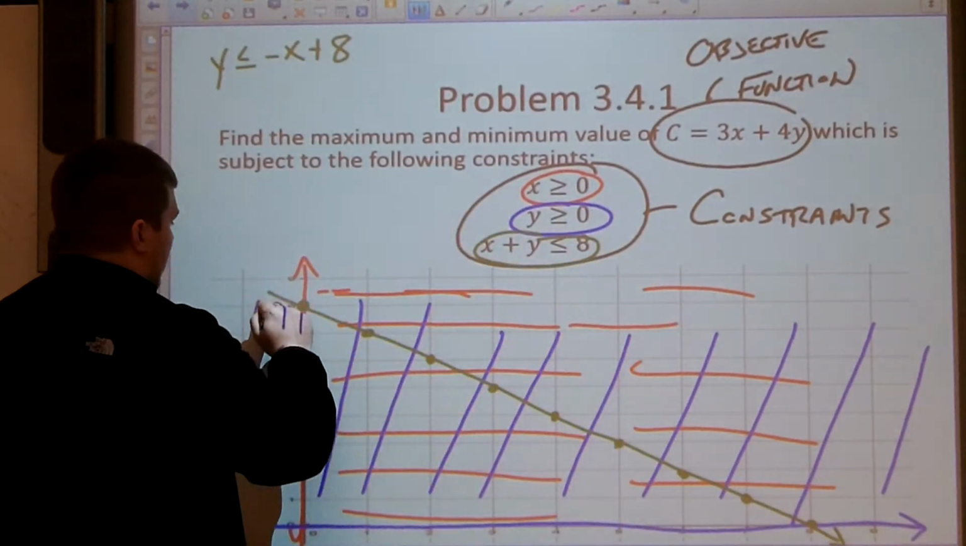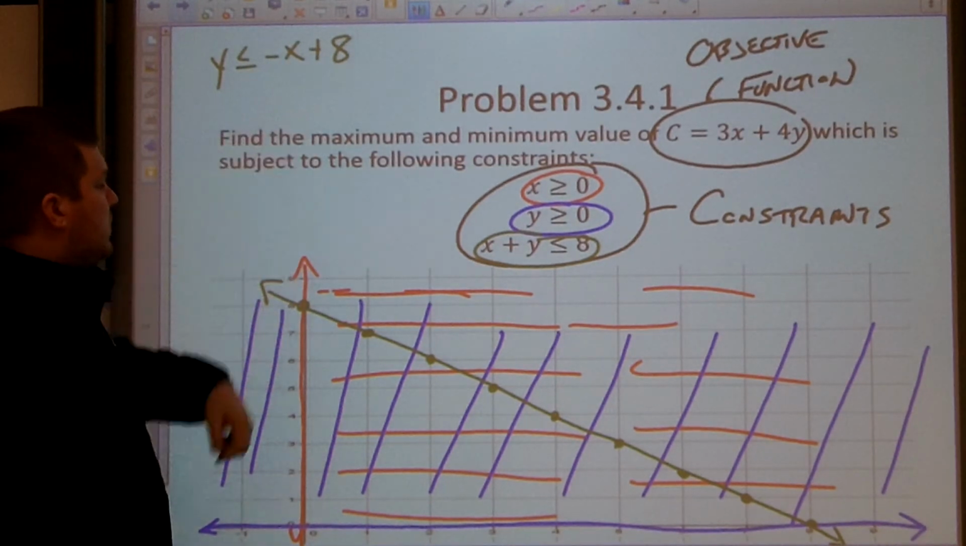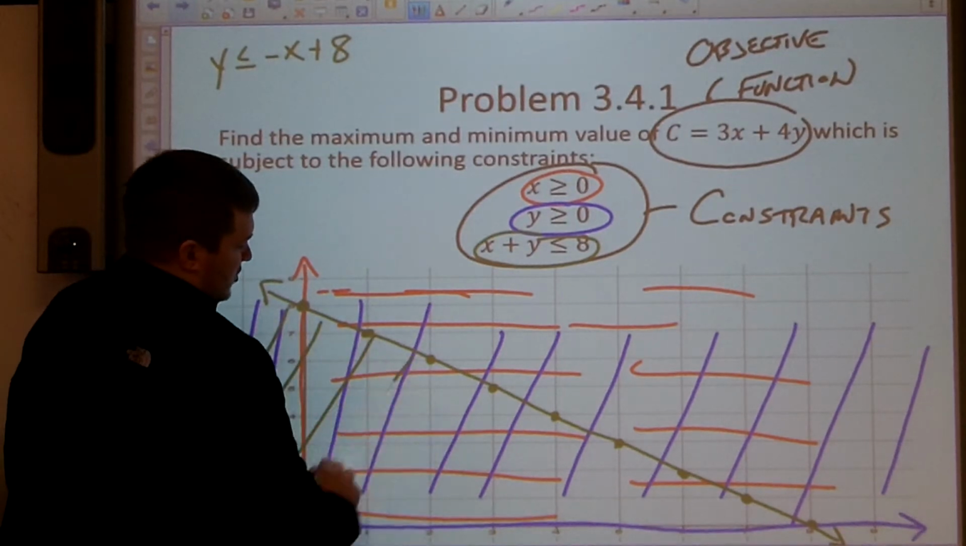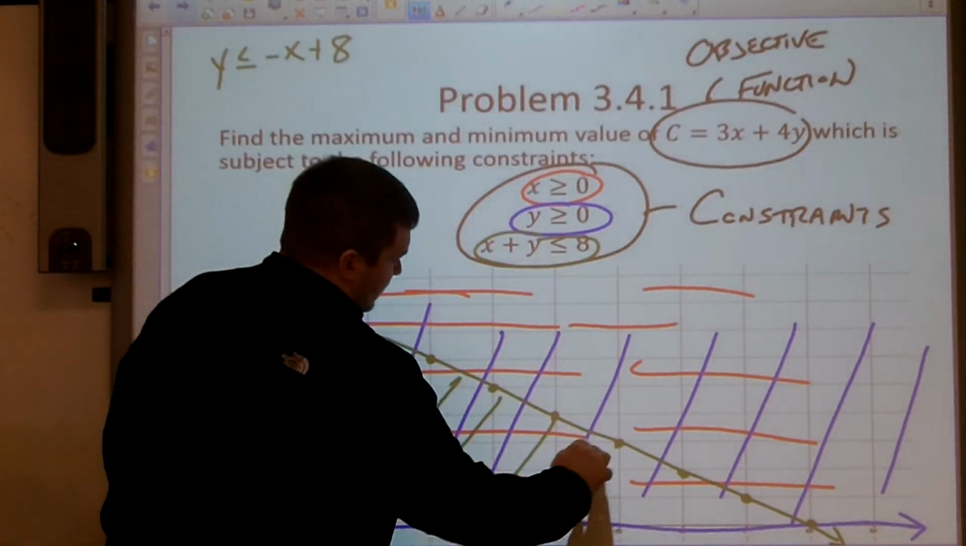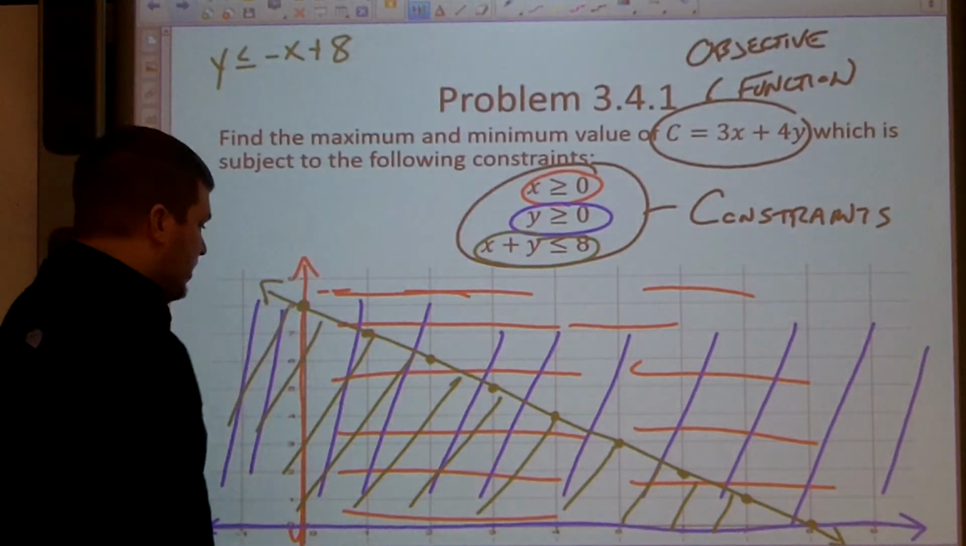Okay, so it's going to look something like that. And it's y less than negative x plus 8. That's going to be on this side. If you actually tested a point like we did in the previous video, you would find that's true. So essentially, I'm looking at everything on the inside of this triangle.